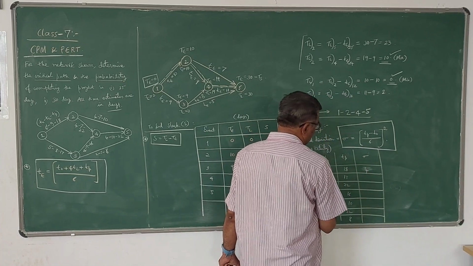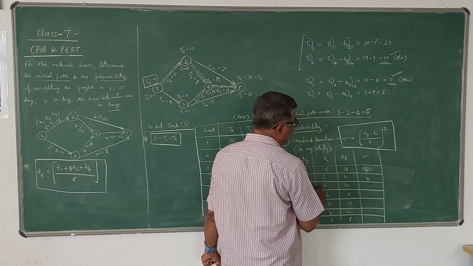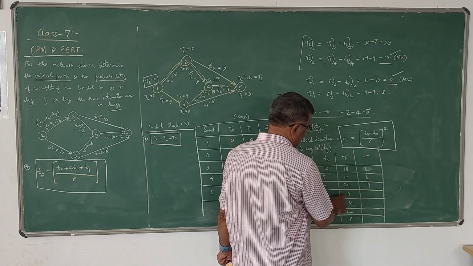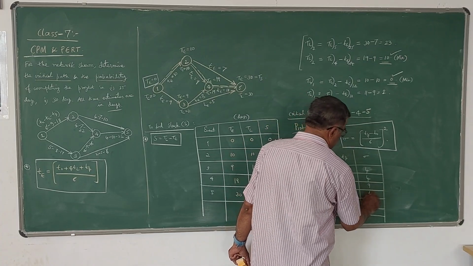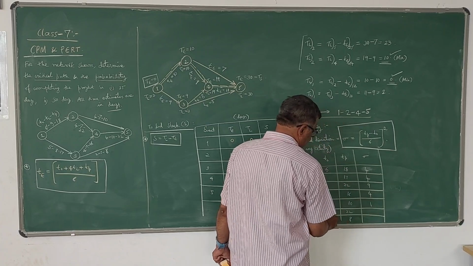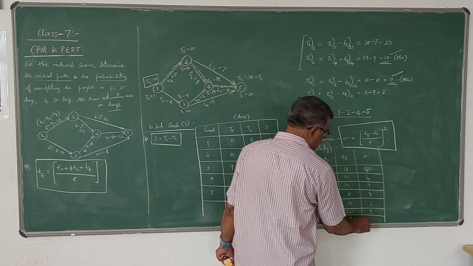17 minus 5 is 12. 12 by 6 is once again 2, squared is 4. 18 by 6 is 3, and 3 squared is 9. 12, 2 squared is 4. Then 22 minus 4 is 18, by 6 is 3, squared is 9. Then 6 by 6 is 1.